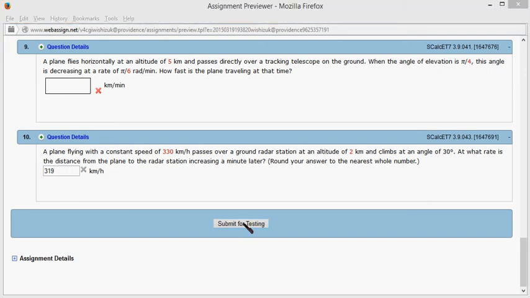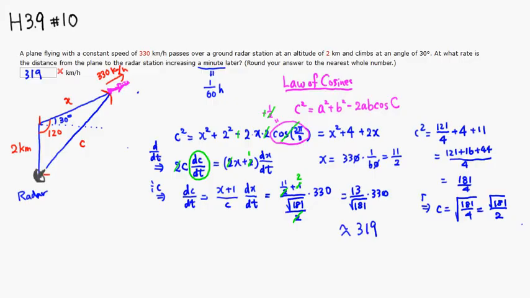So let's check the answer. It came back, and it looks like we got this one correctly. That's it. I hope that this was clear.